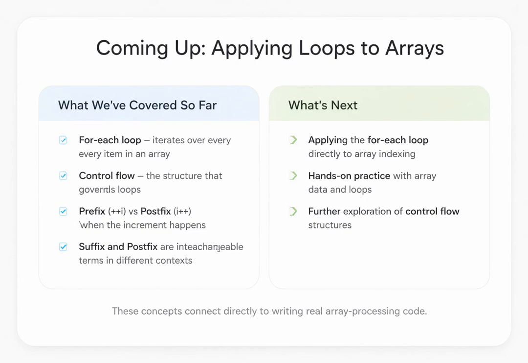So to bring everything together from this section, we've now covered the for-each loop and why it's the go-to tool for working with array data. We've placed it inside the broader concept of control flow, which governs how and when code executes. And we've clarified the terminology around prefix and postfix increment, which directly affects how array indices are managed inside loops. These aren't isolated ideas, they all connect.